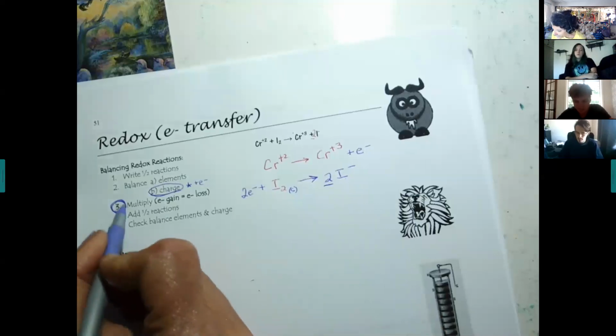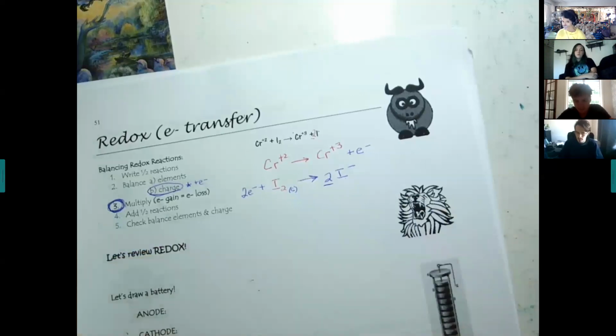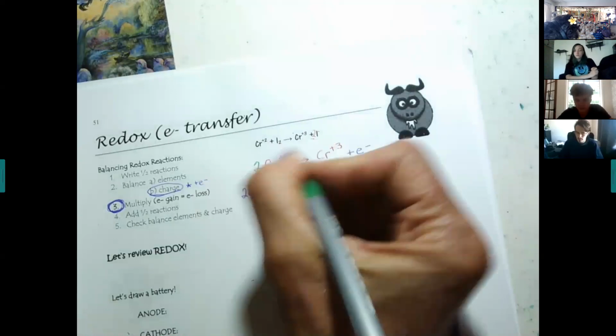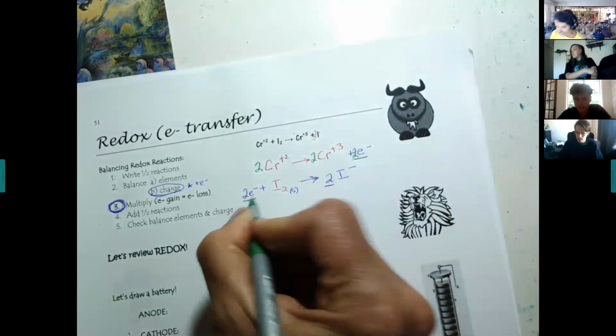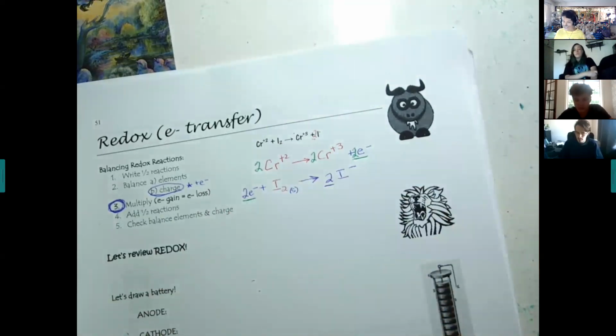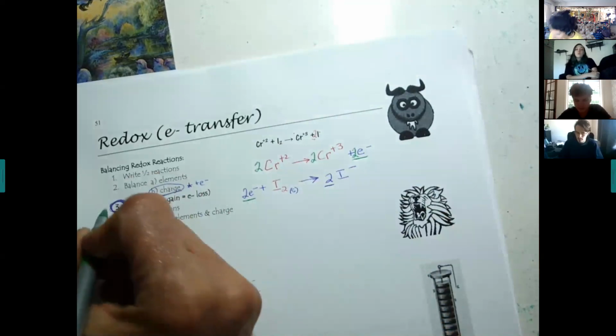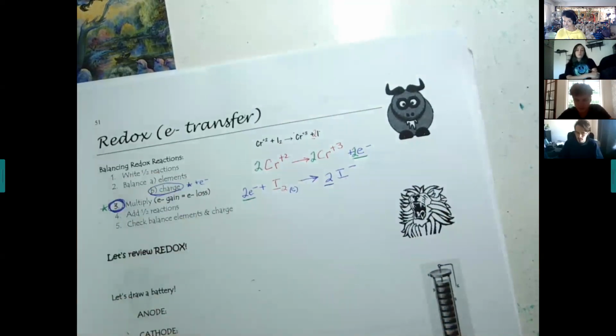All right, the other new piece is this step 3. Before we bring the equations together, the electrons have to be the same in both equations. We have to multiply by some factor so the electrons cross out. The electrons are never, ever in your final equation. To make them cancel out, I have to double the whole chromium equation so that I end up with 2 electrons. Step 3 is to make the electrons gained equal to the electrons lost.